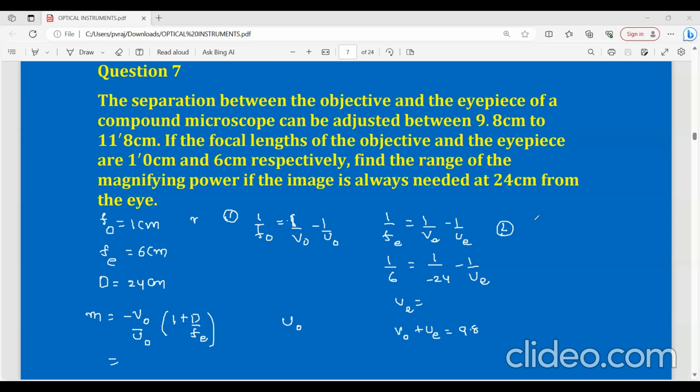Okay, so the range of magnifying power is 20 to 30 given. That means for one case, you will get the answer 20 magnifying power. And for the second case, you will get 30. First case in the sense, for 9.8 centimeters total separation. And the similar derivation, in second case, it is for 11.8 centimeters. Okay, you please try to solve.